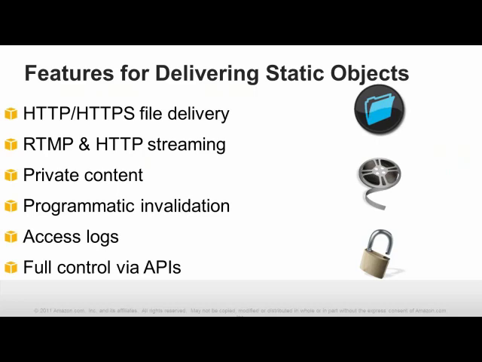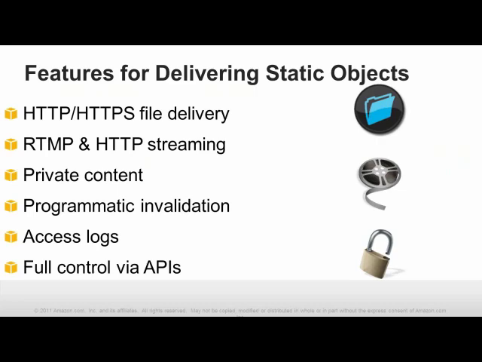Private content lets you control who's able to download your content, so you can provide signed URLs that provide a policy that determines whether a URL should be served or not. We offer invalidation, the ability to remove something from cache before its expiration. Access logs give you the ability to report on or do analytics on who's downloading your content. And everything that you can do with CloudFront, you can do via APIs. This is just a subset of the features we have for static content.